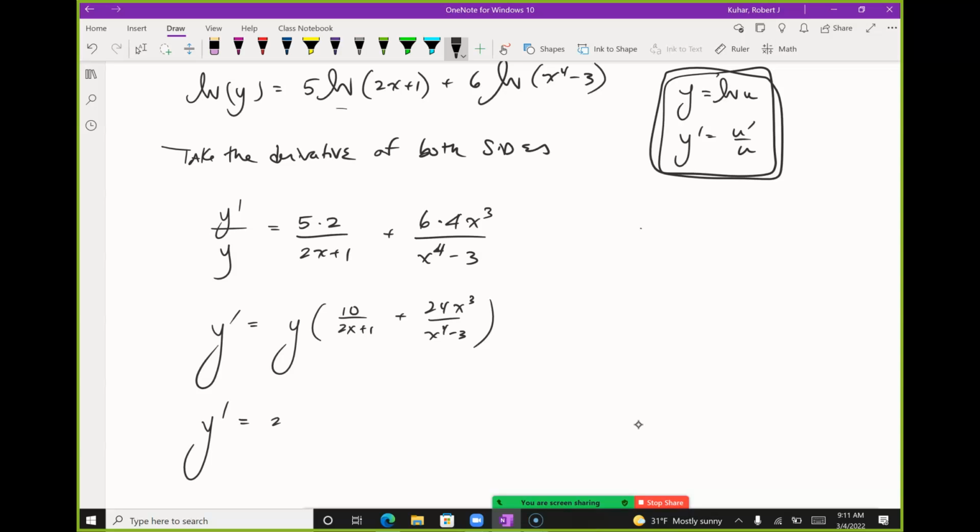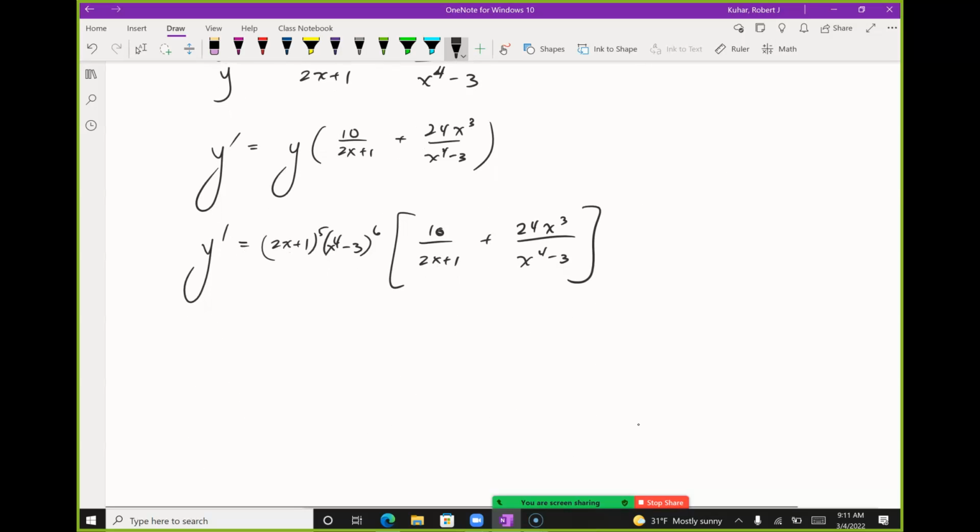So what did I have originally? 2x plus 1 to the 5th times x to the 4th minus 3 to the 6th. That's my y value. So I sub y back in, the original function back in.